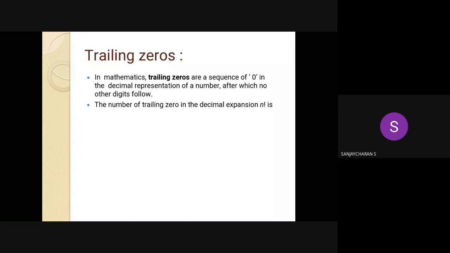The number of trailing zeros in the decimal expansion of n factorial is given by the formula: floor of n divided by 5, plus floor of n divided by 5 squared, plus floor of n divided by 5 cubed, plus so on. Use this formula to easily evaluate the trailing zeros. Okay, sir, how do you get this formula? It's easy. In mathematics, each and every formula, each and every problem, has a proof.